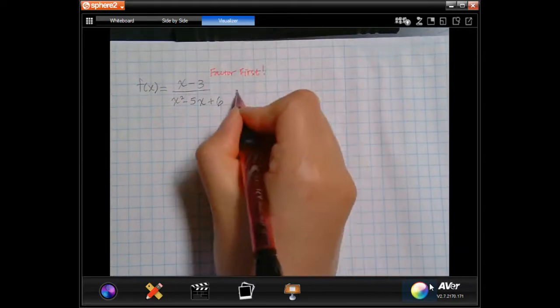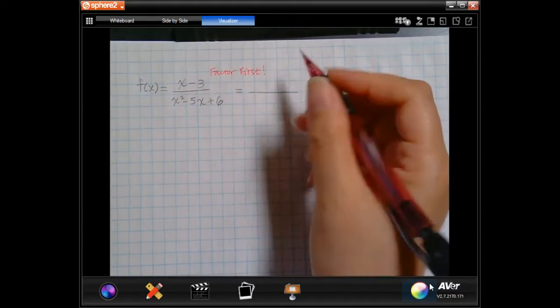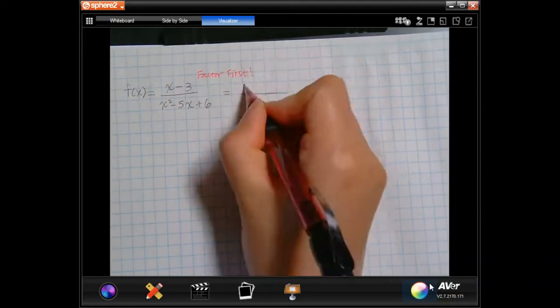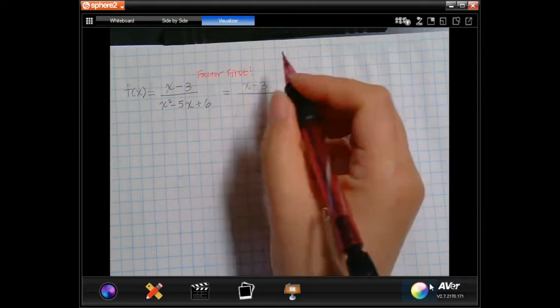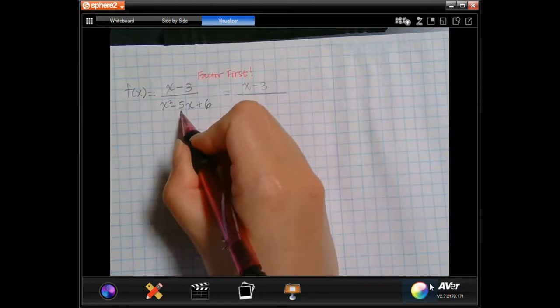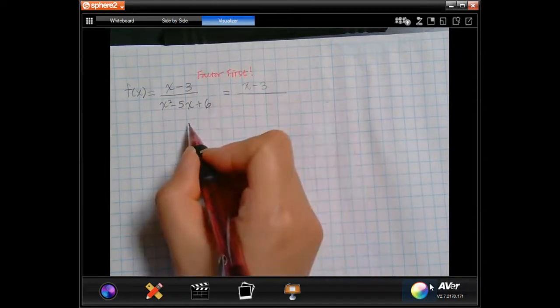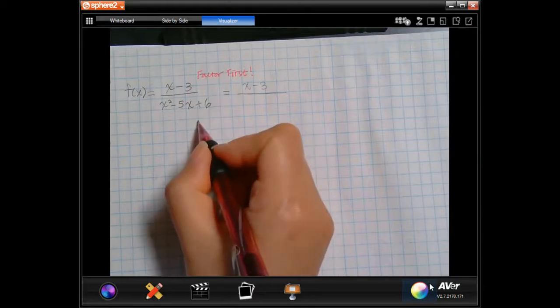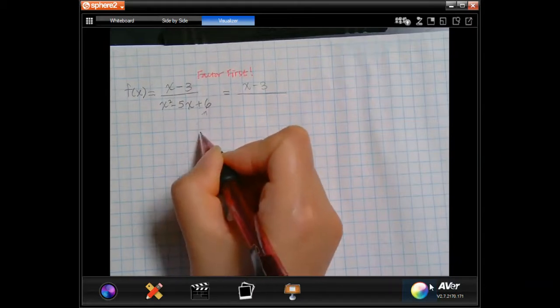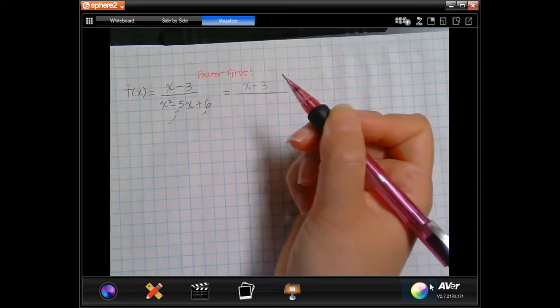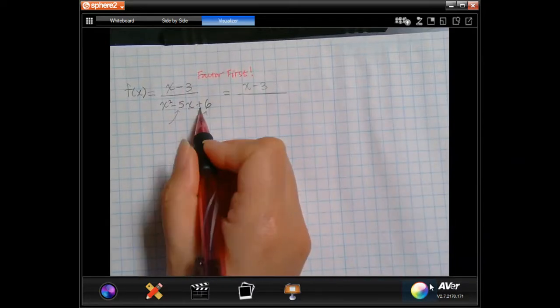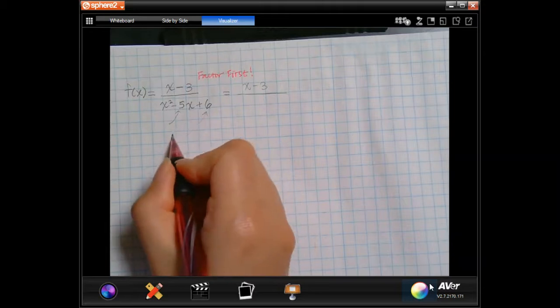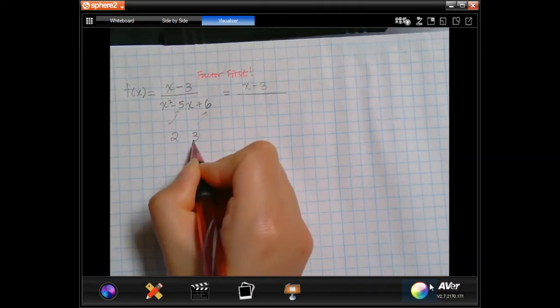Okay, then the numerator is already in simplified form, so x minus 3 stays there. Then the denominator is x squared minus 5x plus 6. So now I have to come up with two numbers that multiply to be positive 6 and add to be negative 5. So 1 and 6 is not working, and probably it's going to work with the 2 and 3, yeah.